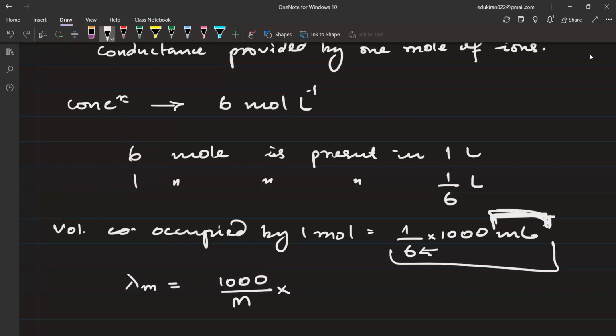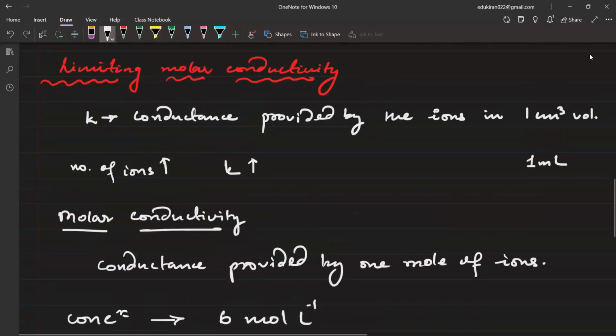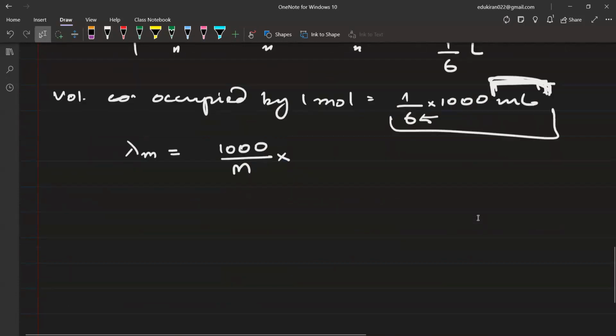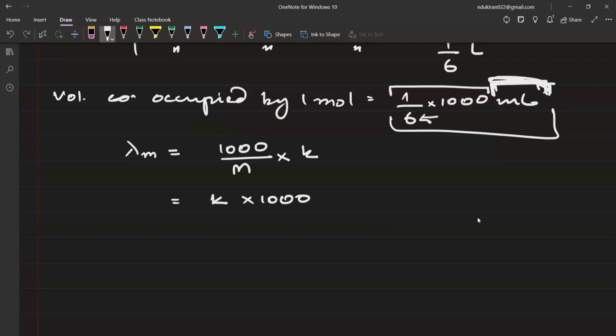this 1 ml. This 1 ml will be providing the conductivity of what? Conductivity, because what is kappa? Conductivity is the conductance provided by ions in 1 centimeter cube or 1 ml. So whatever conductance is provided by 1 ml will be equal to kappa. So lambda m is equal to 1000 into kappa divided by M, or you can also write it as kappa into 1000 divided by the molarity. You understood the formula, yes or no? Yes, sir. Okay, this is the formula.